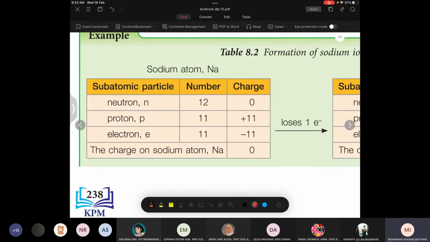Initially, for a sodium atom, we have 12 neutrons. As I mentioned just now, the neutron is neutral, so it has no charge. Charge is 0. Now, sodium also has 11 protons, so we have positive 11 charge, and electrons are also 11, and the charge is negative 11. So the charge is 0. Okay, positive 11 plus negative 11, total is 0.